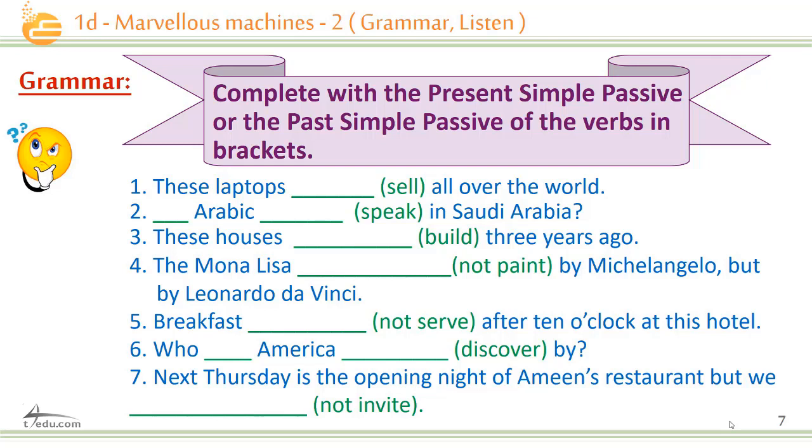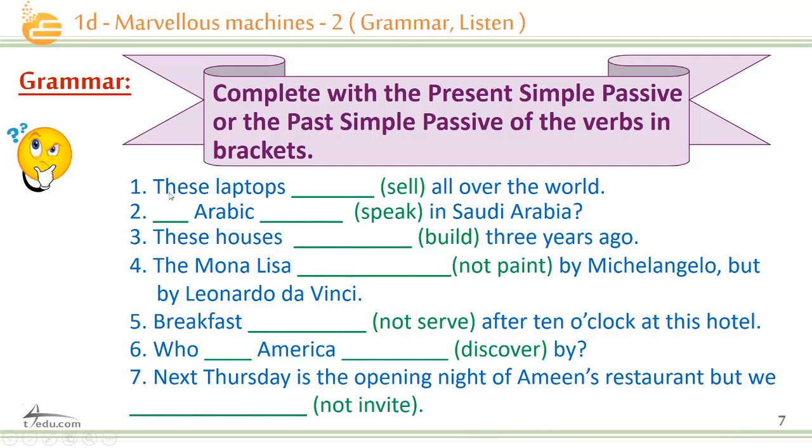Yes, we are going to use passive sentences. So we are going to need the verb to be plus the past participle. But now we are going to look at the sentences and see which sentence is in the past and which is in the present. Okay, let's start.